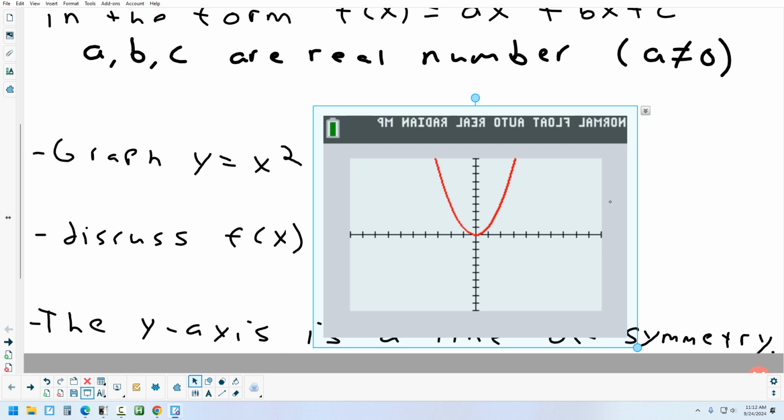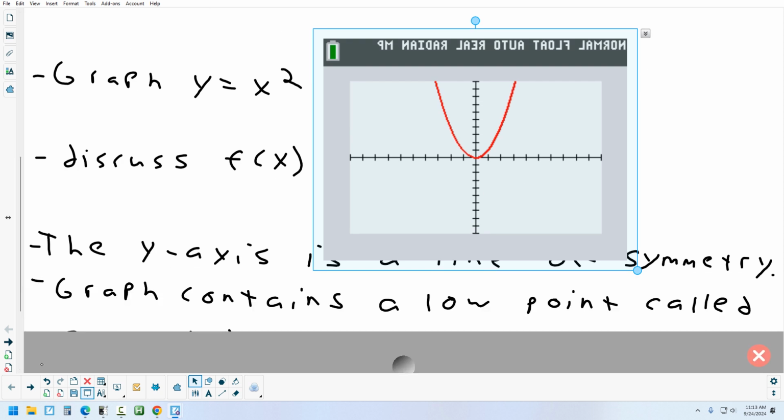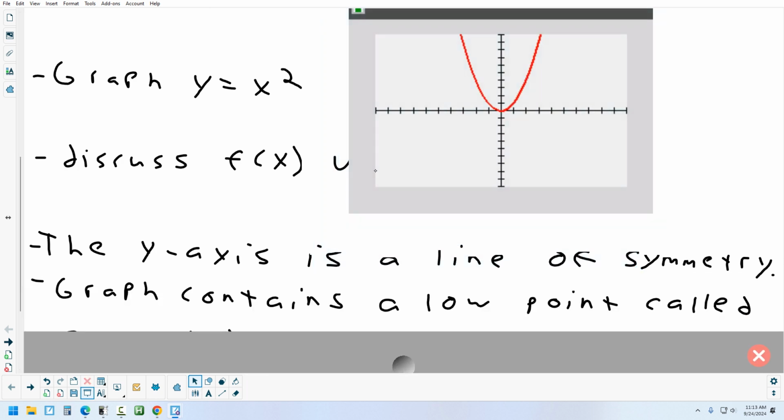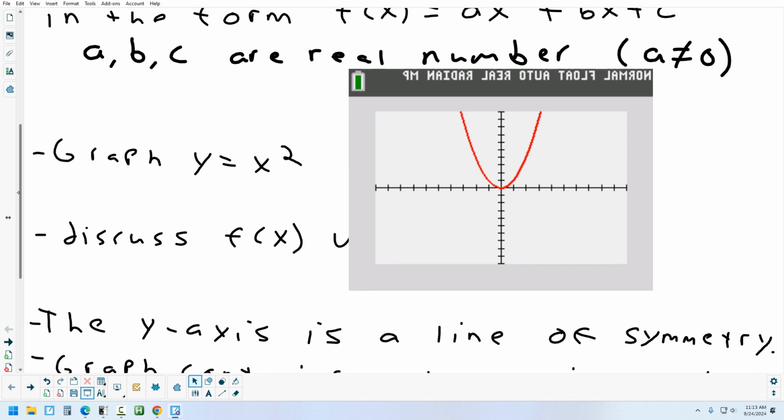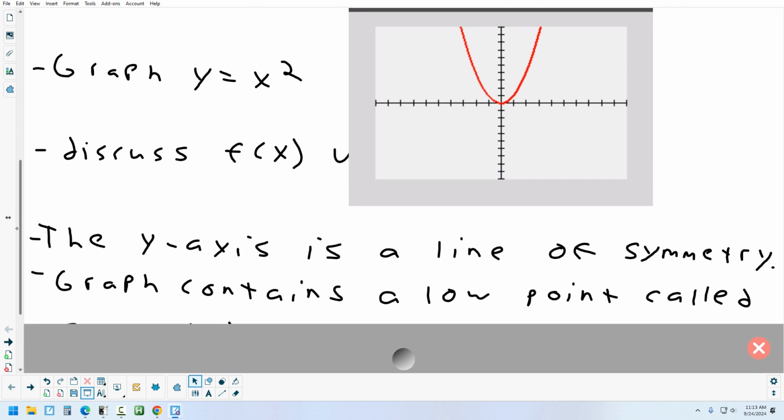Does anybody know what you call the y-axis? It goes right down the middle of the parabola. And when you flip it, it looks exactly the same. Axis of symmetry. Yep, it's called our axis of symmetry. So actually, that's what we say right here. So the y-axis is what we call a line of symmetry. And a parabola is not a good graph for me to try to show you the reflection because it ends up looking the same.